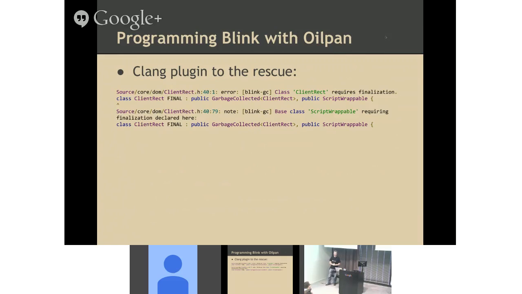And here, if I use garbage collected, the Clang plugin will say class client rect requires finalization, and there's a note that says that the base class script wrappable requires finalization. So okay, I require finalization because one of my base classes requires finalization. So this code will not compile if I do it wrong.